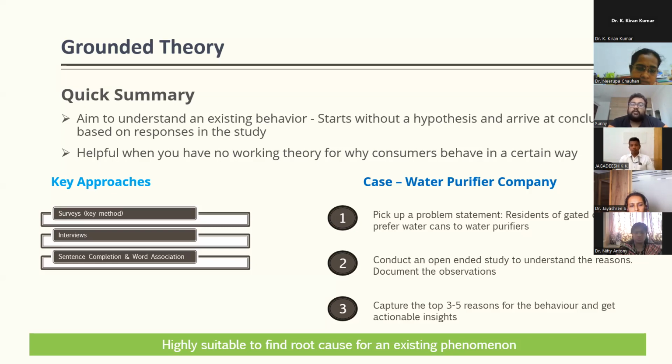Or let's say people who have bought a television in the last 6 months are buying a water purifier in the present time. So you want to understand why a TV purchase and a water purifier purchase are related. That's where you go hit the ground with zero hypothesis, with an open mind, try to understand why there is a correlation between two events, and then come up with a conclusion based on your study and responses, rather than going with a hypothesis and trying to validate it.